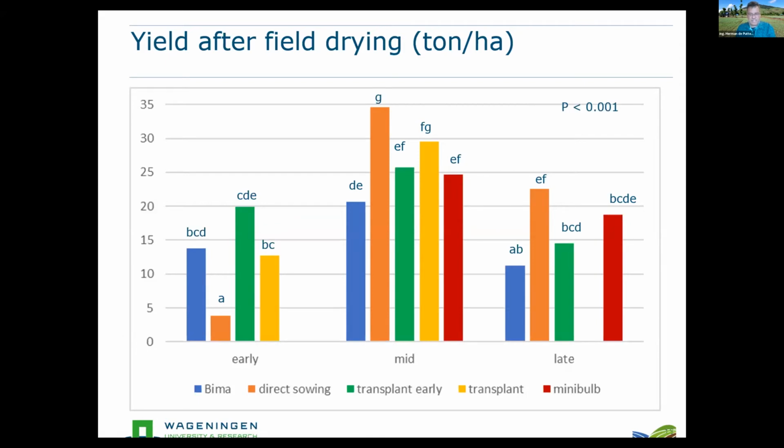During the mid experiment and the late experiment, we also included mini bulb, and you can see that the mini bulb is producing quite high yields. And the transplants also performed well in all experiments. So the conclusion of this experiment at Purwakarta was that it's difficult to have mini bulbs at the early stage. That's also the reason why we didn't include it at the early experiment. Transplants are performing throughout the whole year, and direct sowing is more suitable for a dry period.